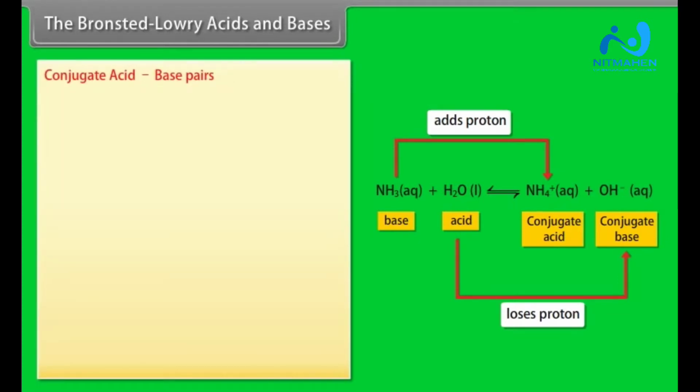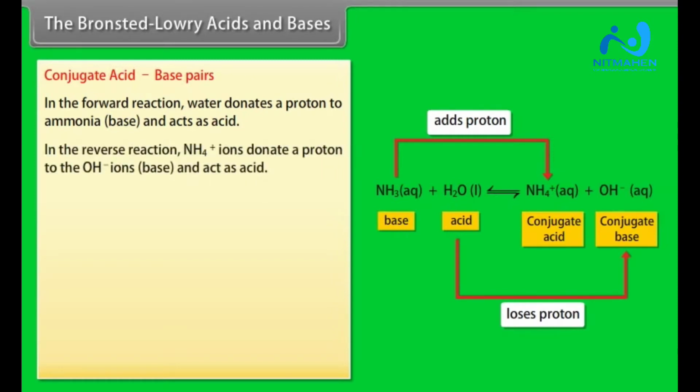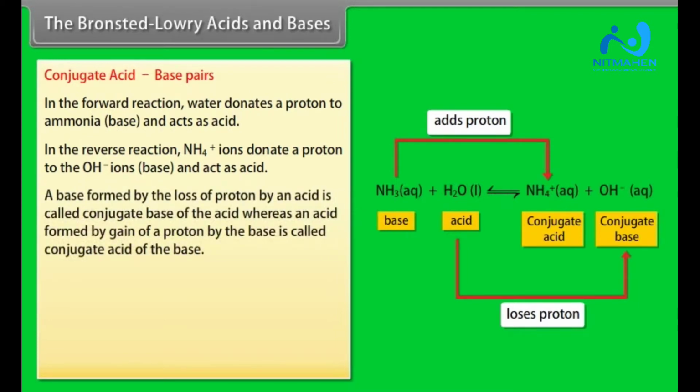Conjugate acid-base pairs. In the forward reaction, water donates a proton to ammonia, base, and acts as acid. In the reverse reaction, NH4+ ions donate a proton to the OH- ions, base, and act as acid. A base formed by the loss of proton by an acid is called conjugate base of the acid, whereas an acid formed by gain of a proton by the base is called conjugate acid of the base.